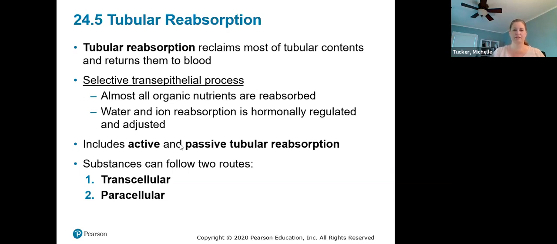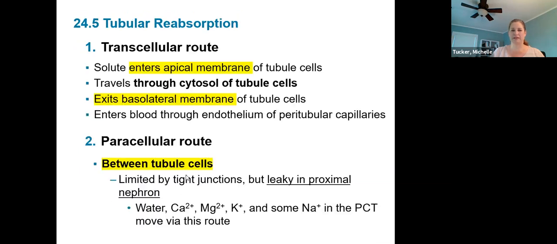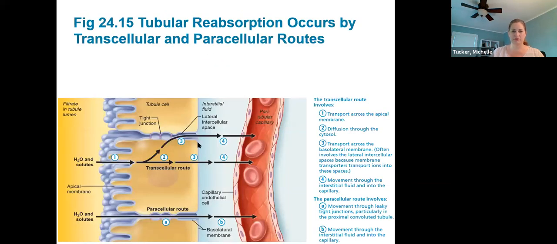There are two routes, transcellular or paracellular. Transcellular means it's going to go through the tubule cells. Paracellular means it's going to go between them. So this is the lumen of the tubule, and this is called the apical surface. Then we have these tubular cells.